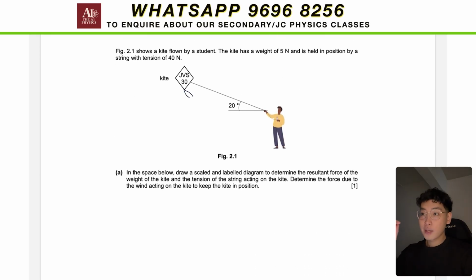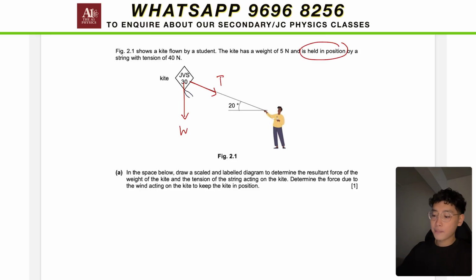So the first thing I want you to do is always draw all the forces acting on the kite. So there's the weight acting on the kite, there is the tension pulling the kite this way, and because we know that the kite is held in position, position means in this case the resultant force is 0, right?